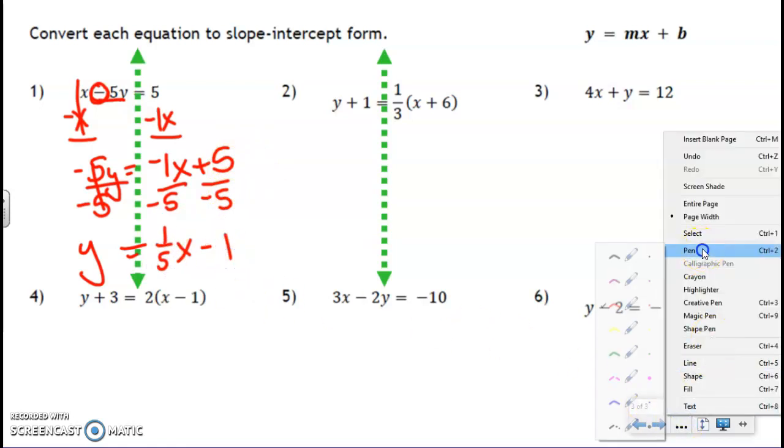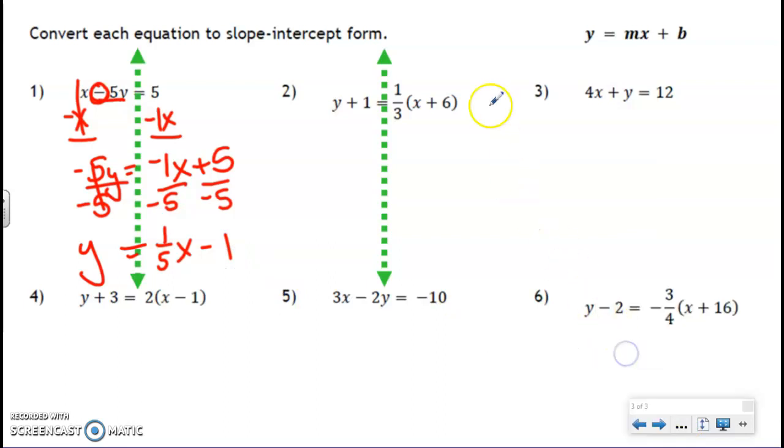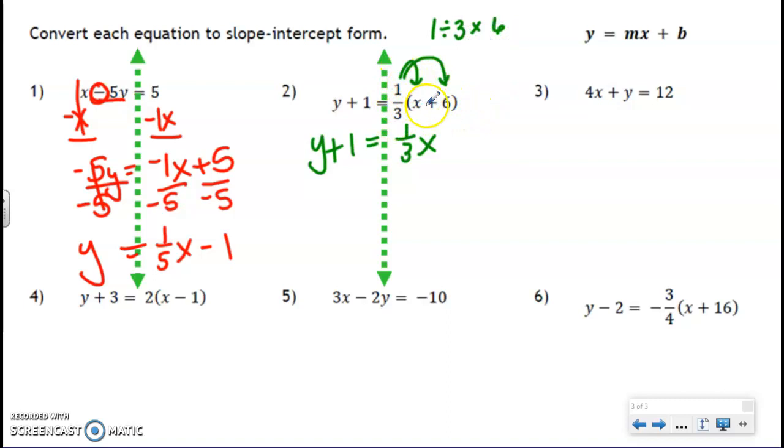Okay, last one. I'm going to make sure I do this one because there's a fraction in it. We're going to distribute to eliminate our parentheses. So I'm left with y plus 1 equals 1/3 x. And then 1/3 in your calculator is 1 divided by 3, and then times 6. Okay? Shortcut, 1/3 times 6 is really 6/3. And 6 over 3 is 2. Okay? But definitely use your calculator for that.